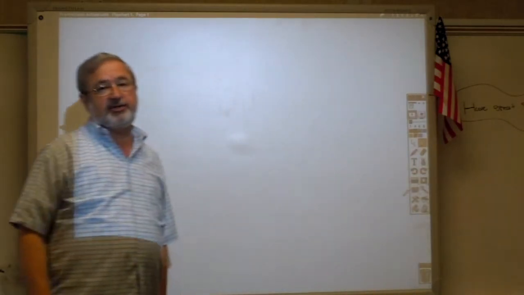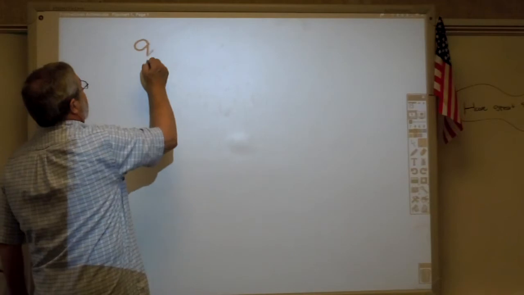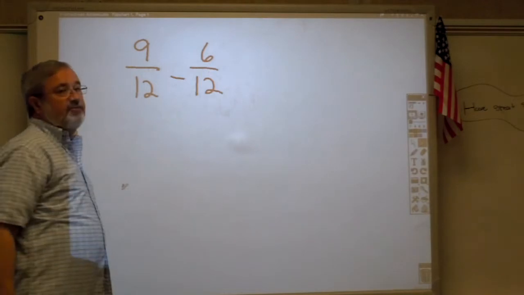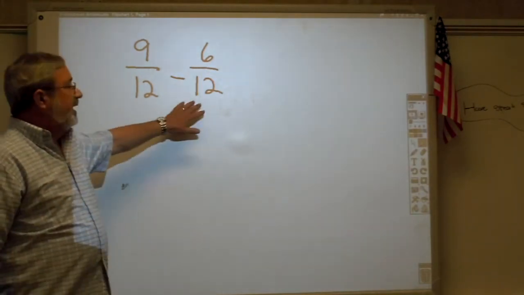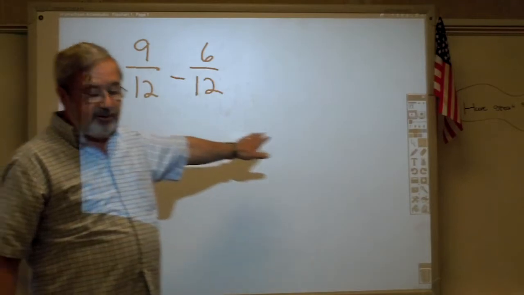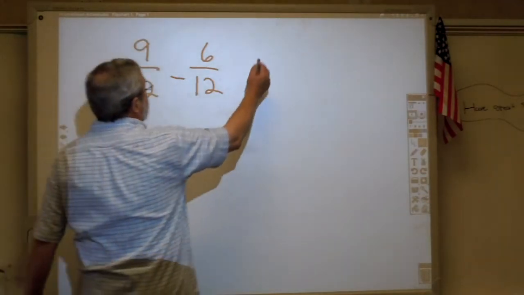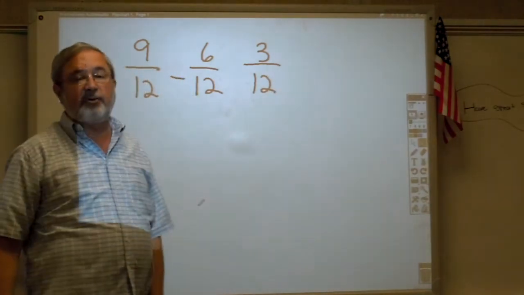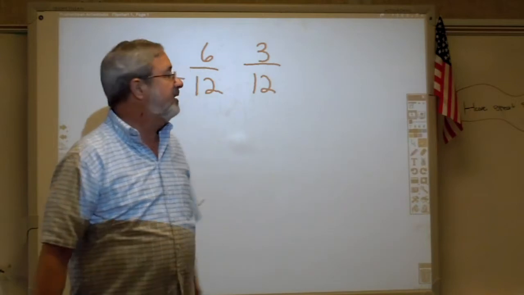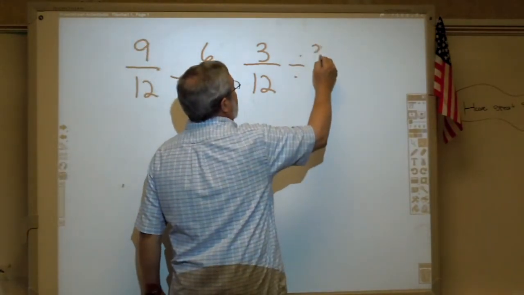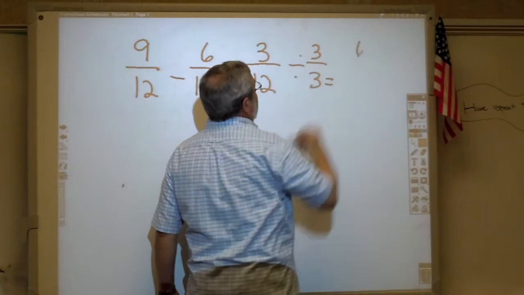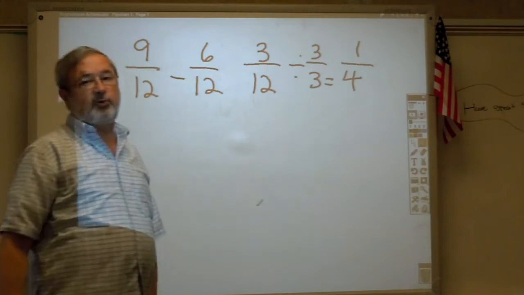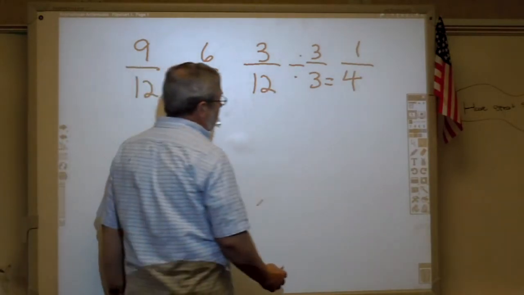Now let's look at some subtraction problems. If I've got 9/12 minus 6/12, again, my denominator is the same, so I don't have to do anything here. 9 minus 6 will give me 3. The denominator is the same. Again, I need to recognize that 3/12 is divisible by 3 over 3. If I do that, 3 will go into 3 1 time, 3 will go into 12 4 times. So my answer for this one will be 1/4.